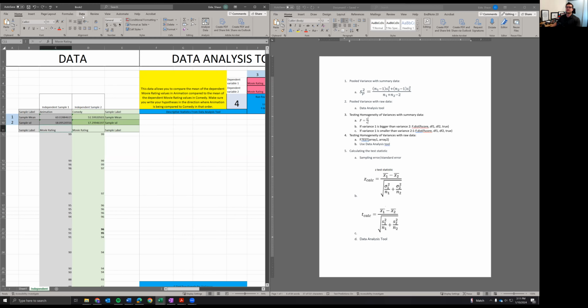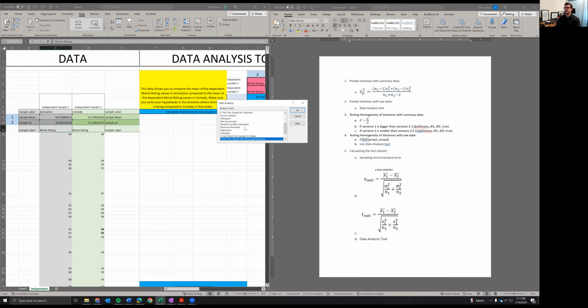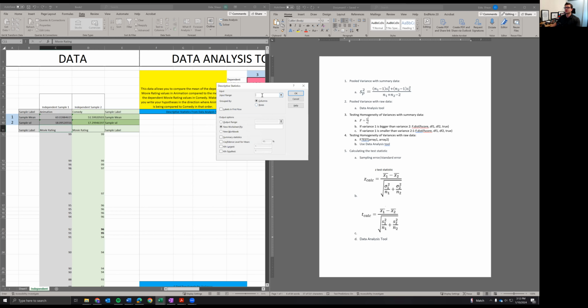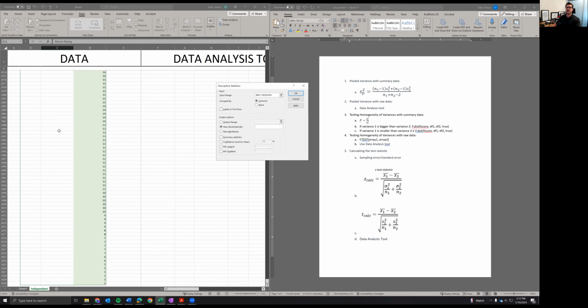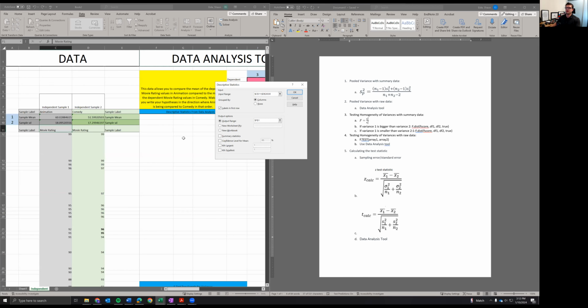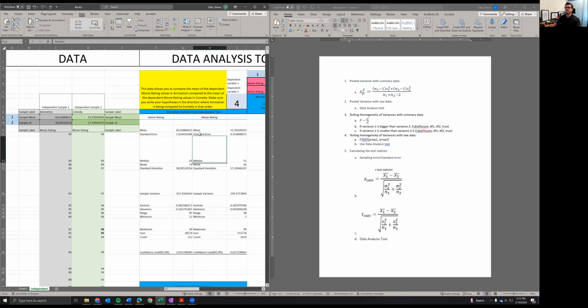And so a lot of times, let's do data analysis, and we're going to go in and get descriptive statistics. When we get descriptive statistics, we're going to highlight all of this data, and I highlighted column D first, going all the way down because there's a lot more. It's grouped by column, labels in the first row. Then for the output range, let's go up here: descriptive statistics, summary statistics, confidence level. There we go. And so we've got all the summary statistics right here.